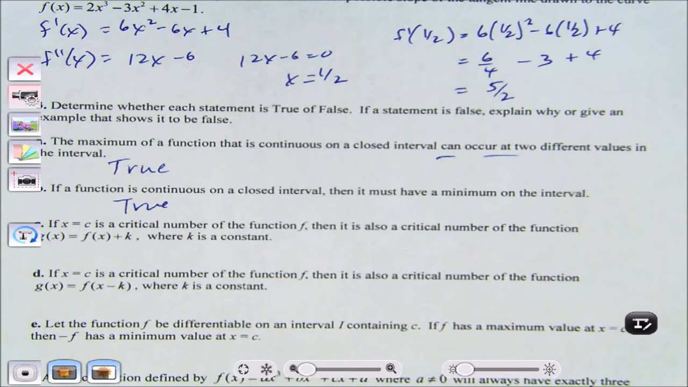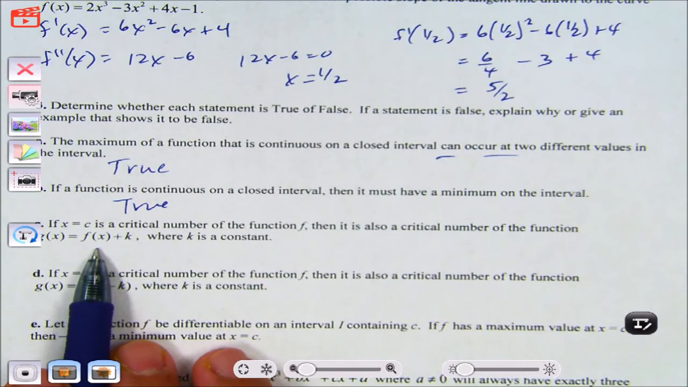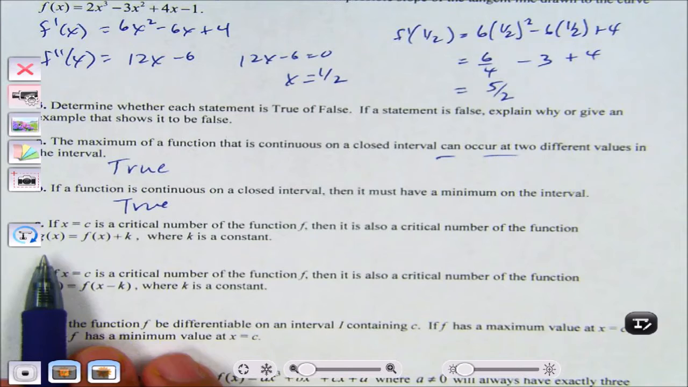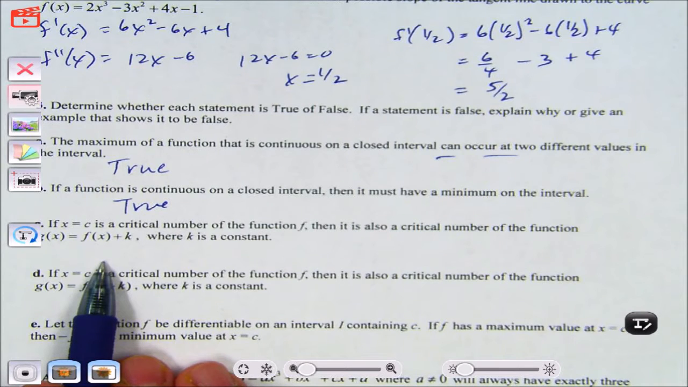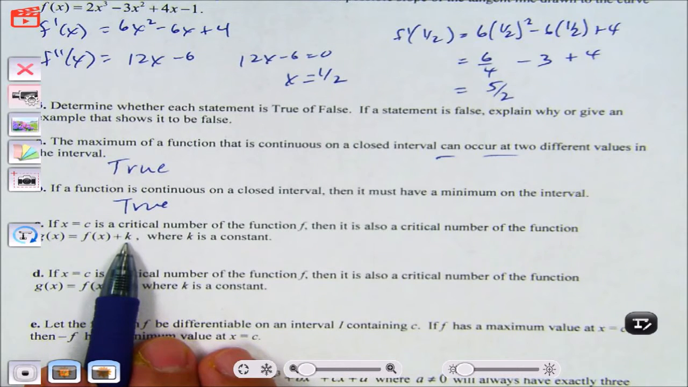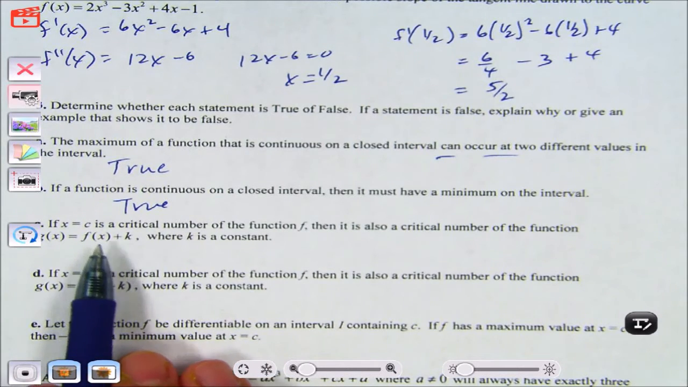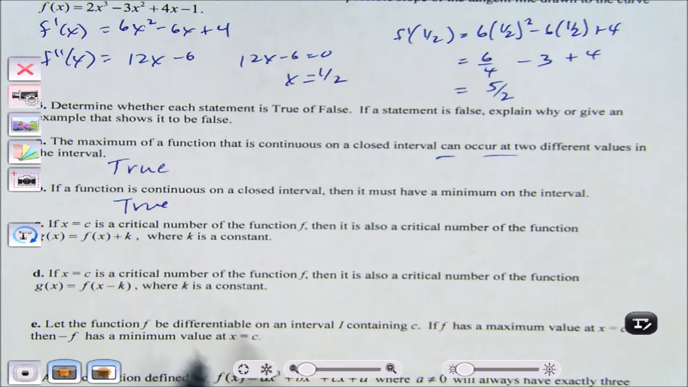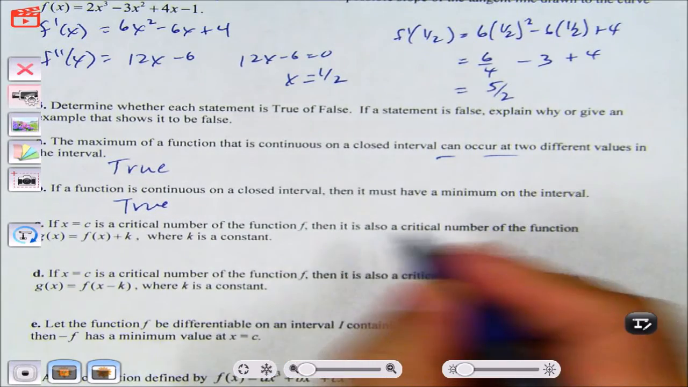False. Well, so how do you get a critical number? Where does a critical number come from? The derivative, right? So what's the derivative of f of x? f prime of x. What's the derivative of g of x? f prime of x again. So if it's a critical number here, it's going to be a critical number here, because the derivative of k is zero, so whatever makes f prime of x equal zero is going to make g prime of x equal zero. So yes, that's true.